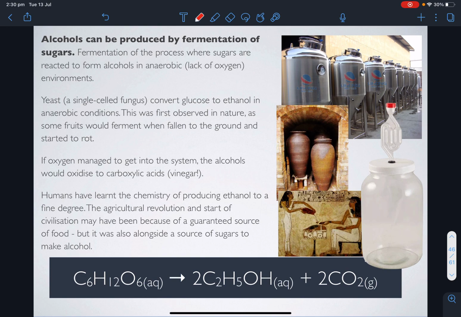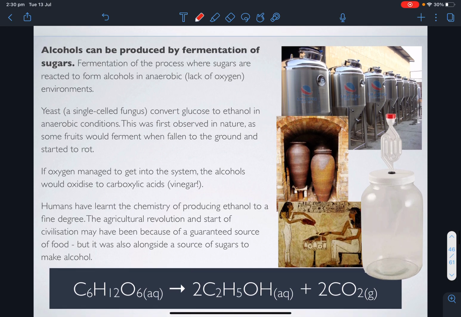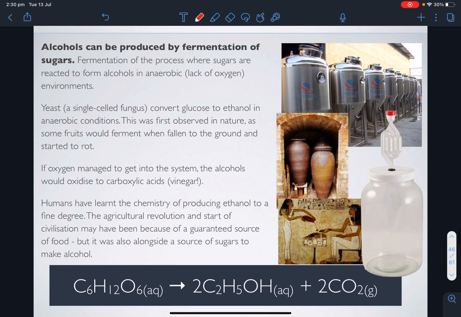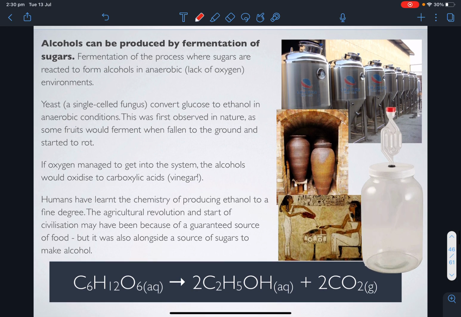And this third way, we're going to go much more in depth. It's a new way than all the others, and it's that fermentation. So alcohol is produced by fermentation of sugars, okay? This is the most common way we make alcohols. So fermentation is the process where sugars are reacted and they form alcohols, and it happens in anaerobic conditions or anaerobic environments. And anaerobic means lack of oxygen, okay? There's a reason for that. We'll get onto it soon.